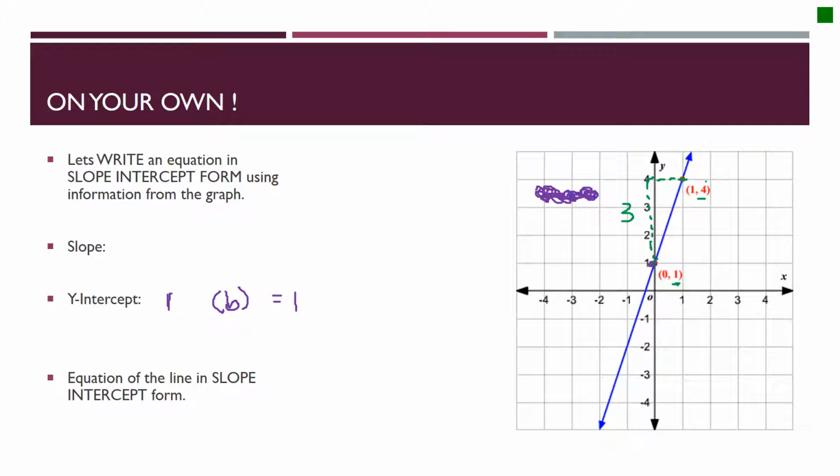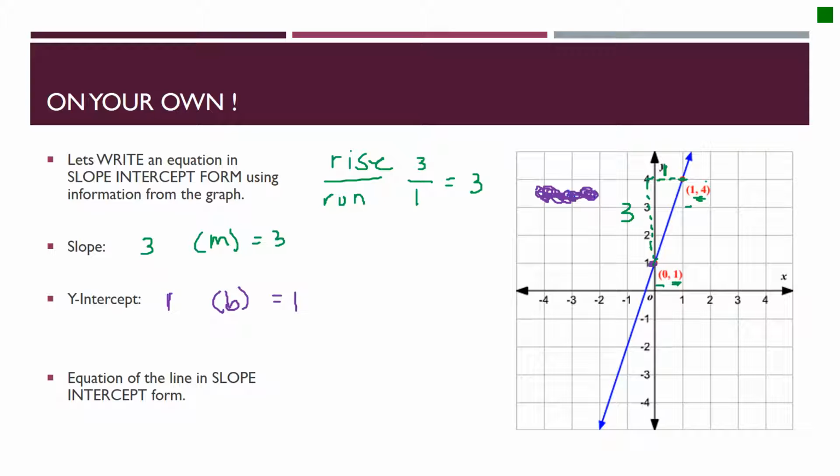So our rise is 3, and you could do it just by looking at the ordered pairs or by counting on the graph. And it's good to always check both, just in case your graph is not in units of 1. Okay, now we need to find our run. We're going from 0 to 1, so that's pretty obvious. It's just a run of 1. So our rise is 3. Our run is 1, so our slope is 3. That's going to be m.